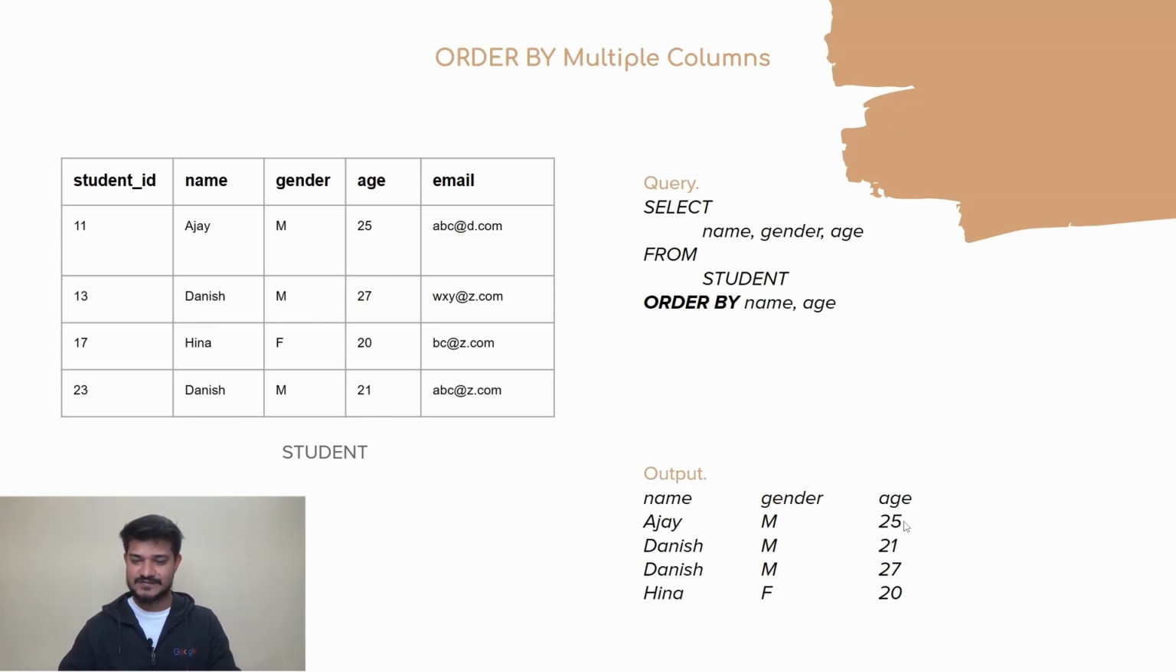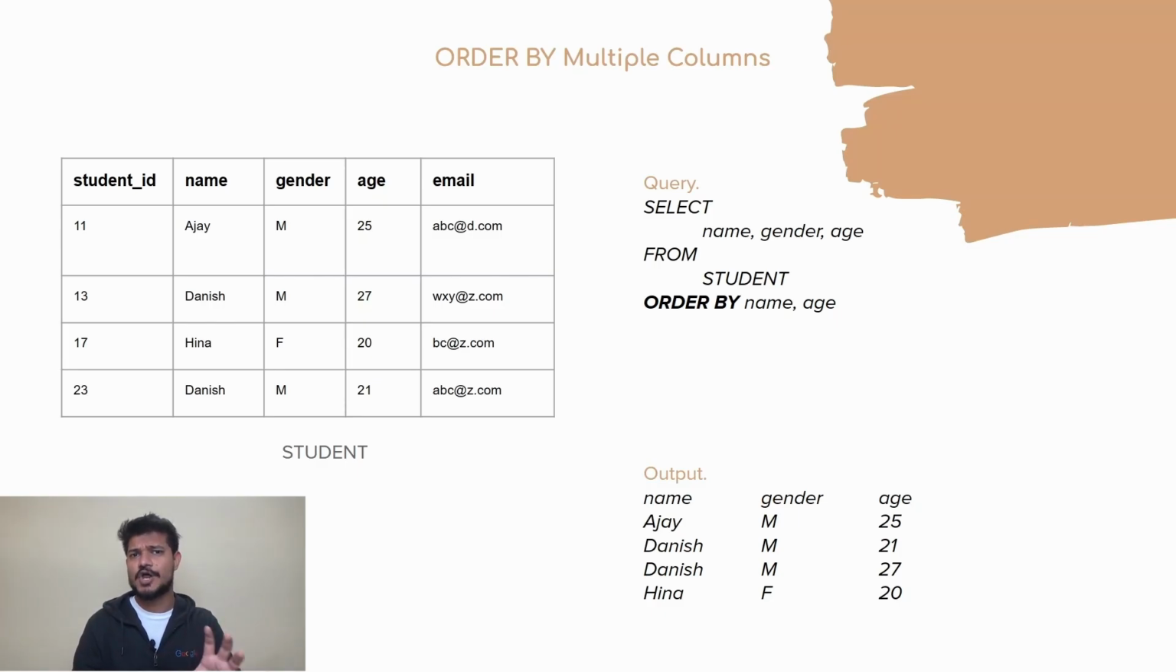If you see, it is not in ascending order based on the age itself, 25, 21, 27 and 20, but by the name, and age is only used as a tiebreaker. So Ajay will be before Danish, and Danish will be before Hina, alphabetically. That's why this is the result you are getting. And if there are ties, those are broken by the age. That's why 21 is before 27, because these two have the same name. So this is how your order by on multiple columns works.